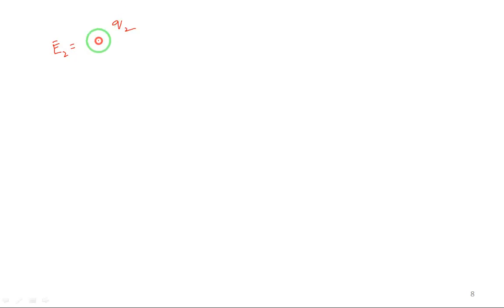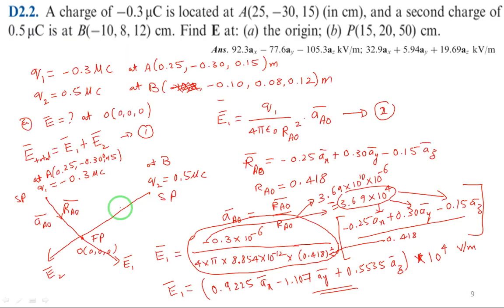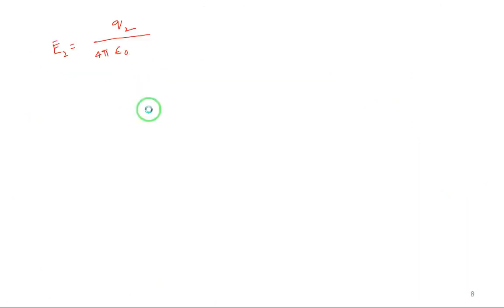And just I will look at and I will write down the formula. For E2, the source is Q2 by 4 pi epsilon naught. We will see the distance between Q2 and this point O. Q2 is here, O is here. Let me call this distance vector as R BO, and unit vector is ABO. Hope this is clear to you people. So RBO square into ABO. This is the unit vector, right? So first we will try to find out the distance vector RBO.